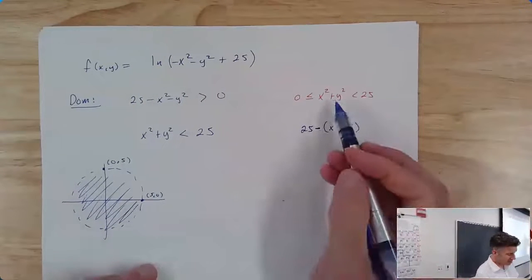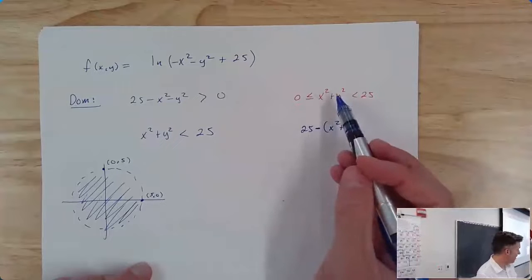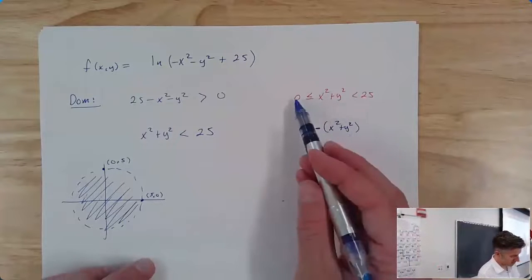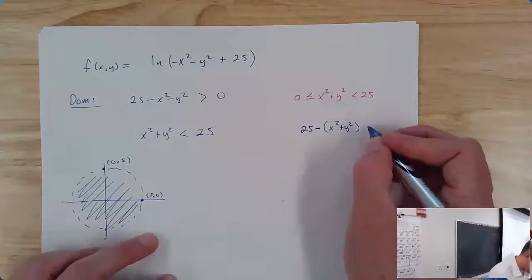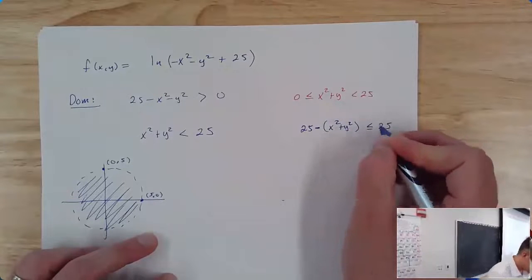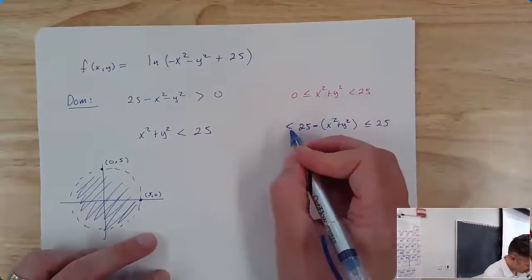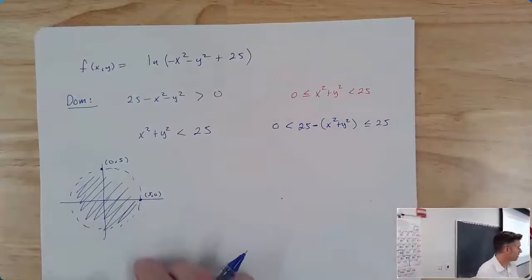Well, if x squared plus y squared is between 0 and 25, then 25 minus it, well, 25 minus 0 is 25. And 25 minus 25 is 0. So if our thing is between 0 and 25, and we're doing 25 minus that thing, it's still between 0 and 25. Notice, though, a slight change.